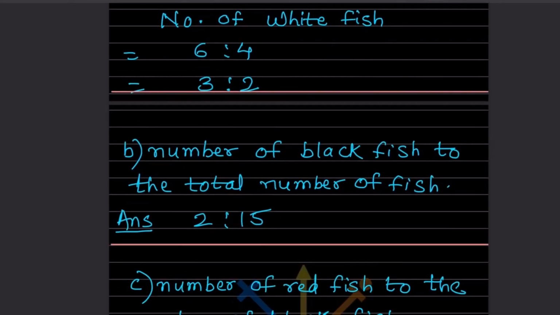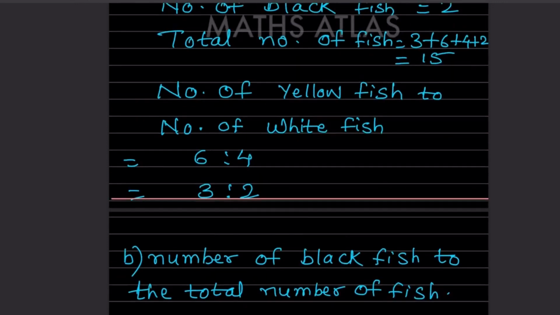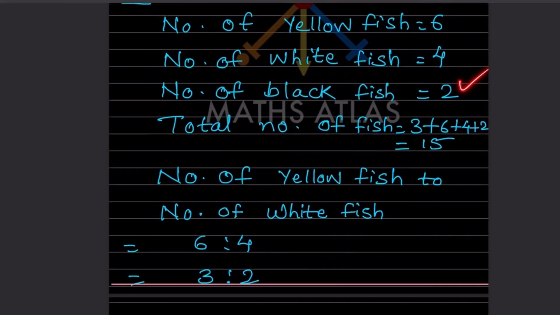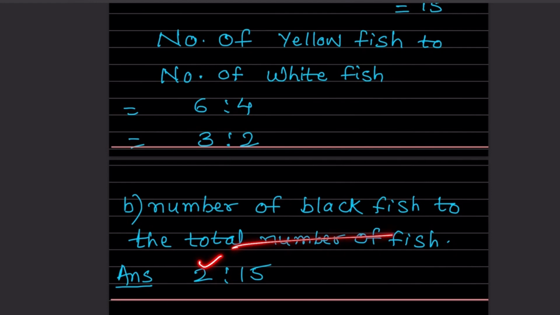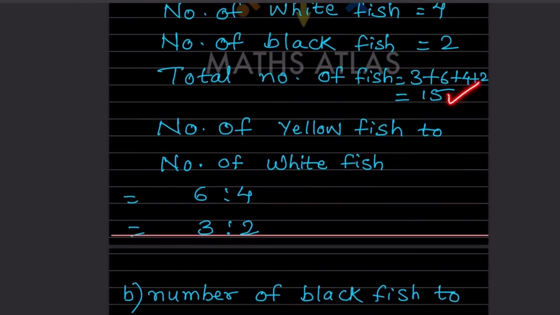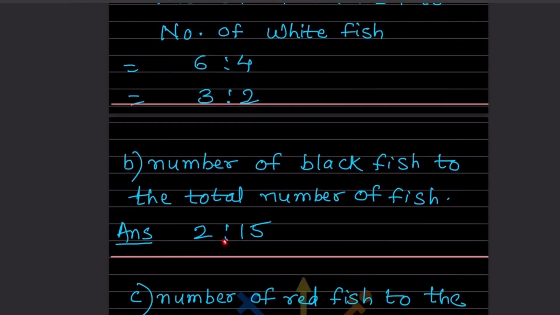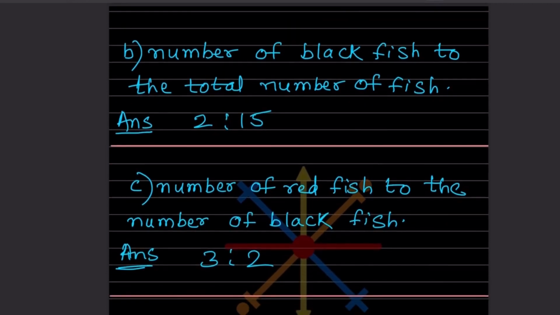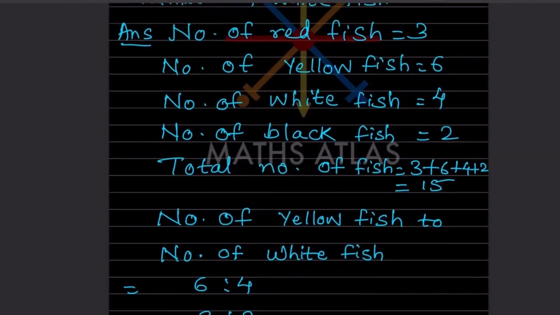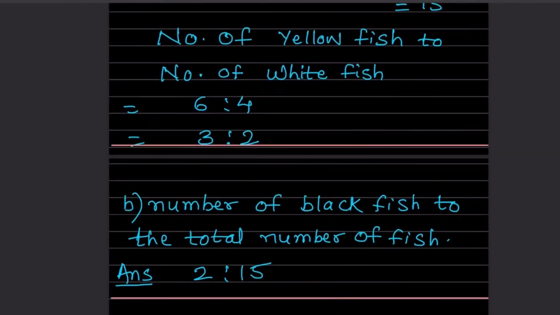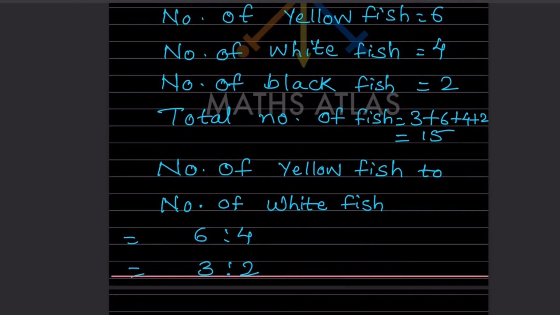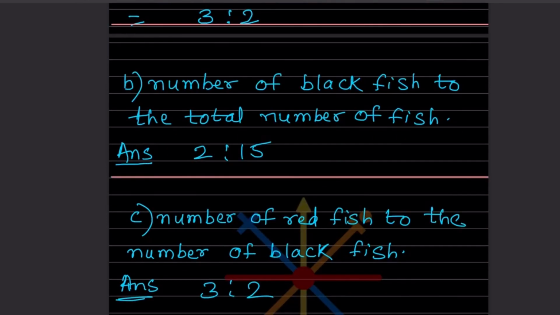Now what did they say? Number of black fish to the total number of fish. Now you know black fish is how much? 2. So you write here 2. The total number we already did here, that is 15. So you can directly write it 2:15. This we cannot simplify further. Now number of red fish to the number of black fish. Red fish is 3 and black is 2. So 3:2.